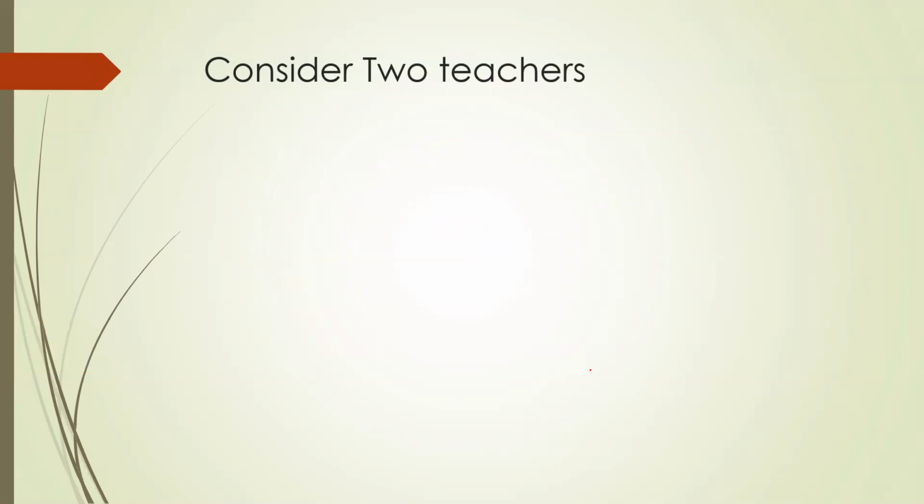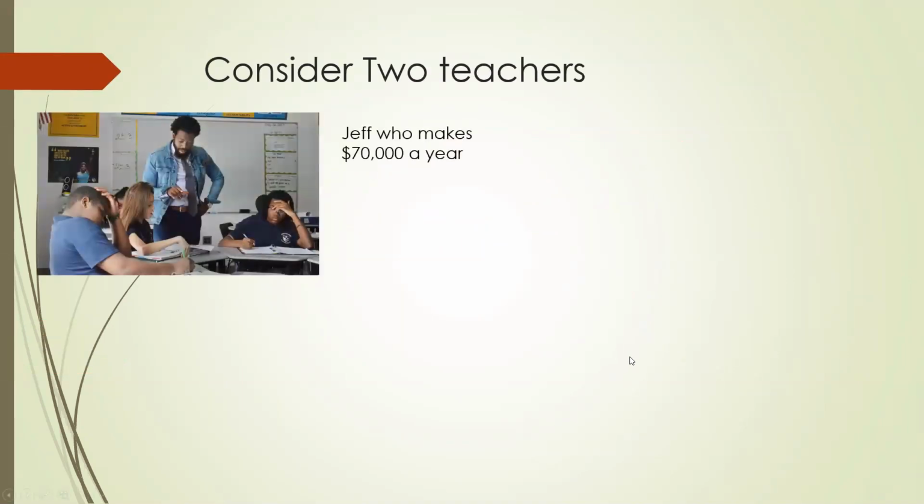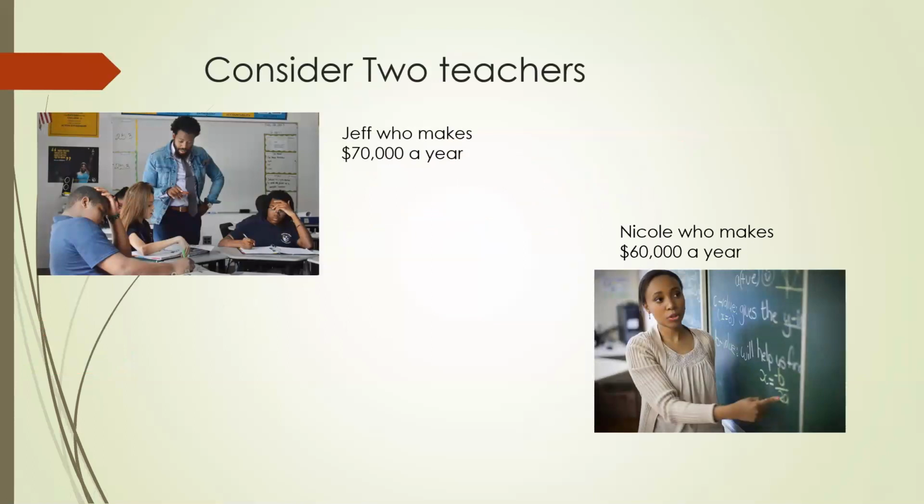All right, so I want to talk about two teachers. I have this teacher, Jeff, and Jeff makes $70,000 a year, let's say. So, two teacher salaries. And I have this teacher, Nicole, and she makes $60,000 a year. So let me ask this question: who is better off? Who's doing better in their career?